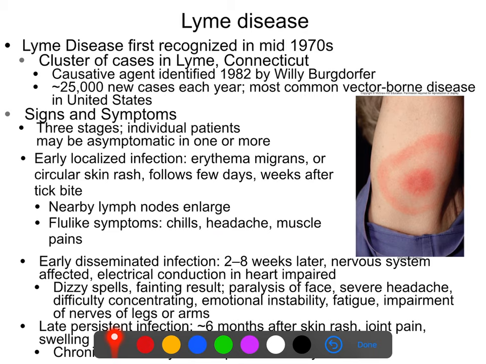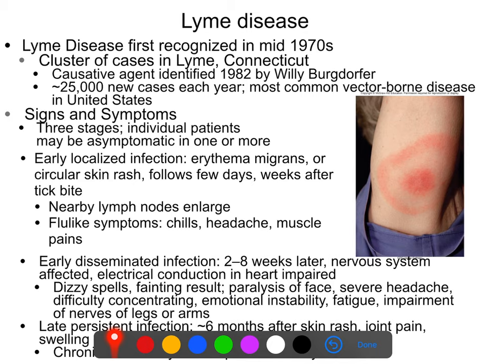In the second phase, the organism moves to other tissues, usually through the blood or lymphatic system, from the site of the infection and moves throughout the body. This usually occurs 2 to 8 weeks after the rash shows up, and it can have a variety of different symptoms. Some people are asymptomatic, but the nervous system is affected, electrical conduction to the heart can be impaired. It can cause dizzy spells, fainting, cardiovascular issues, sometimes paralysis of the face, headache, neurological symptoms, difficulty concentrating, emotional instability, fatigue, depression, difficulty walking, a bunch of nervous system problems. And that will usually go away.